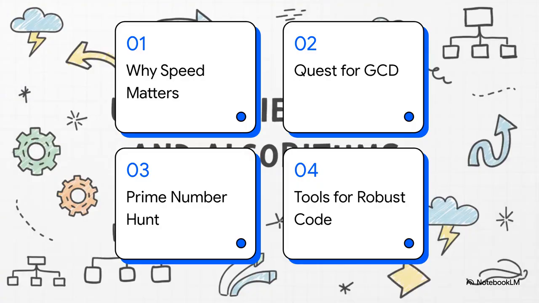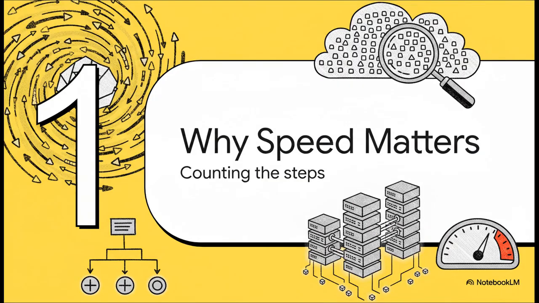So, here's the game plan for today. First up, we'll talk about why speed is so ridiculously important in the first place. Then, we'll tackle two big challenges, finding something called the greatest common divisor, and then we're hunting for prime numbers. And through those, we'll see how to make our code way better. And finally, we'll wrap up with some tools to make our code not just fast, but also really strong and reliable.